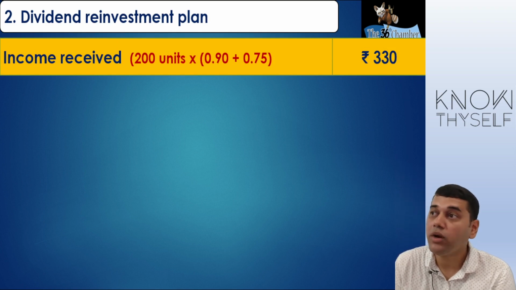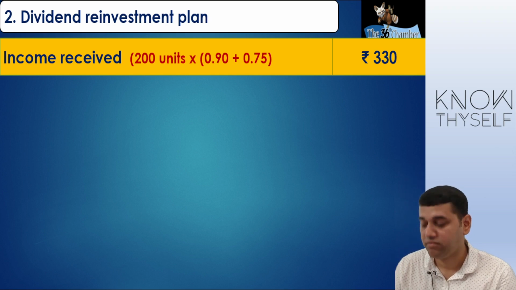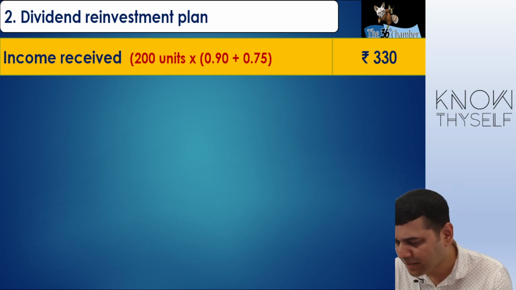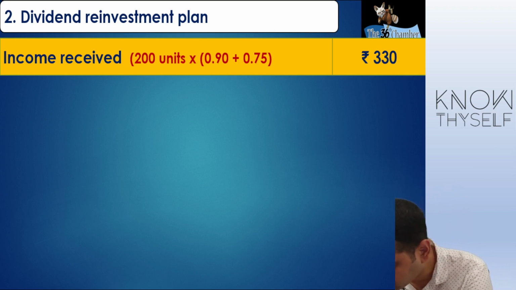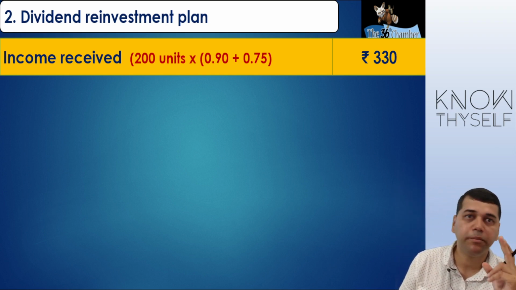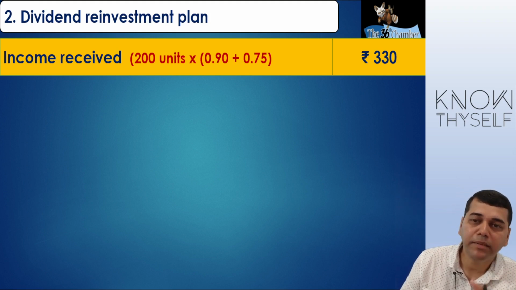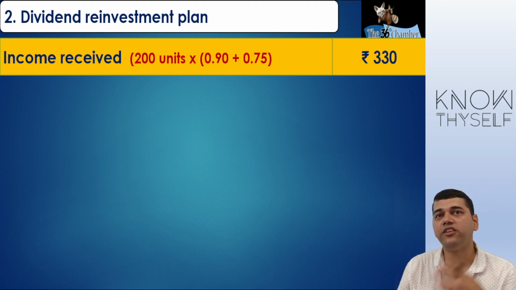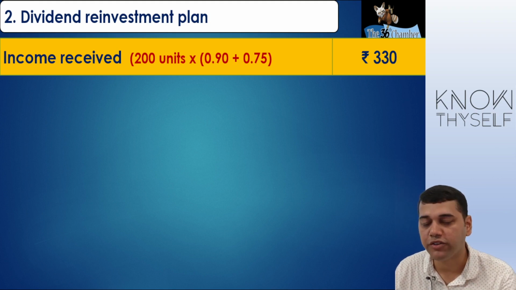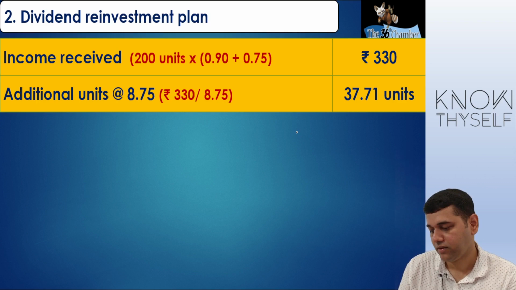What did he do with this money? He reinvested it at what NAV? 8.75, some average NAV, or the opening NAV. Somewhere in the middle of the year. 8.5 was the beginning, and NAV is changing every day. Somewhere in the middle of the year, the moment he received 330 rupees, he purchased units. How many units did you get? 37.71 units.